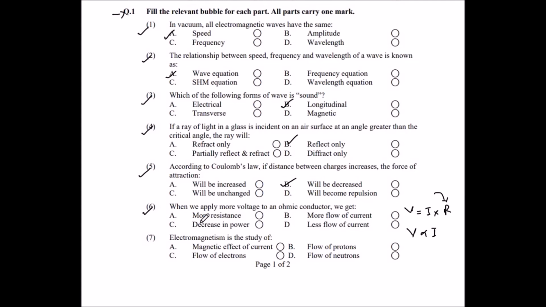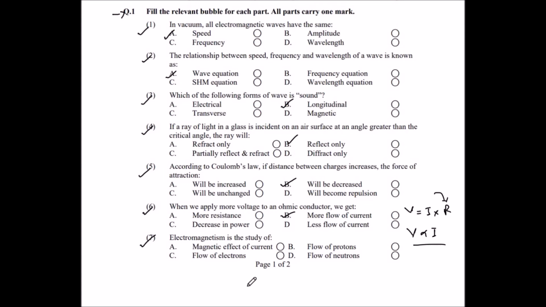Jump on the question again. When we apply more voltage to an ohmic conductor, we get, of course, more current. Option B is the right answer, more flow of current.